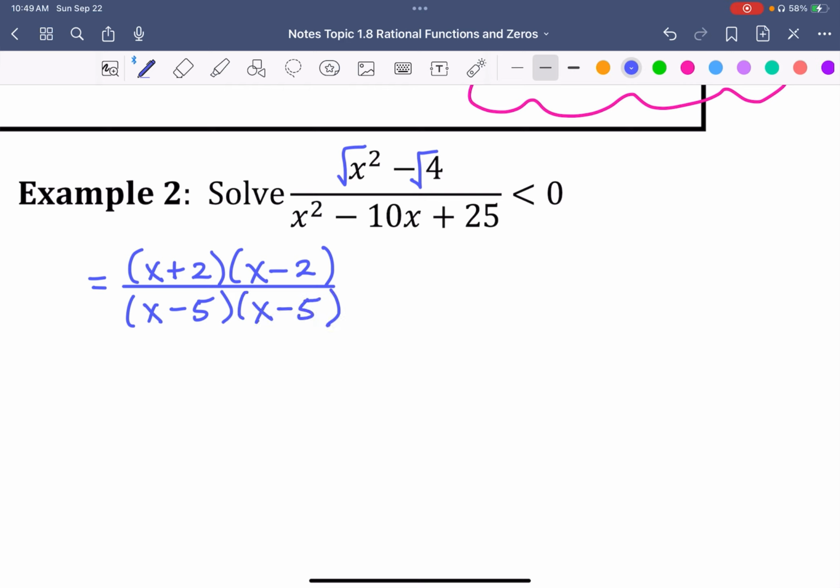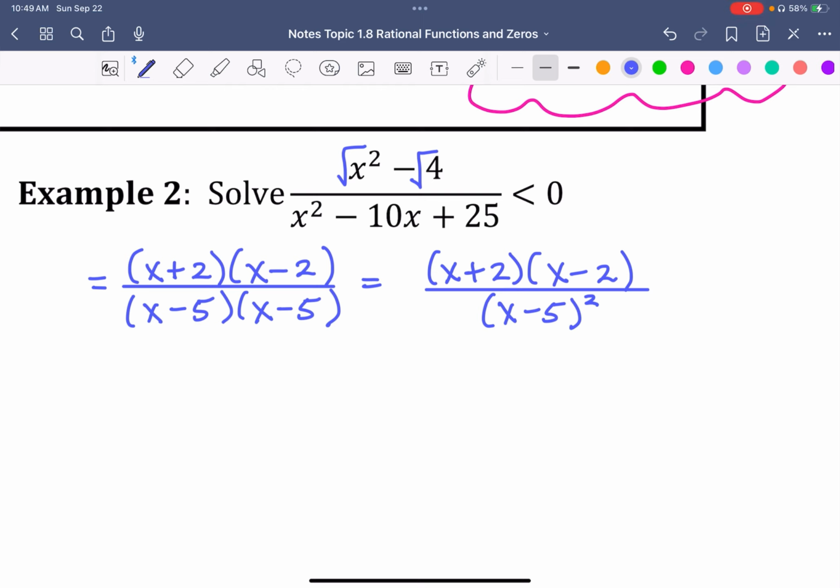Okay. Now, I'm looking at this and I can see that I can simplify it further because in the denominator, I have two factors that are exactly the same. So what I can do is rewrite the numerator, x plus 2, x minus 2. And I know that when two of the same things are multiplied together, that just means that it's being squared. So I can write x minus 5 squared, right? The same thing as 5 times 5 is 5 squared. x minus 5 times x minus 5 is x minus 5 squared. Now, this is not a necessary step. If you don't simplify it that far, you're still going to get the right answer.